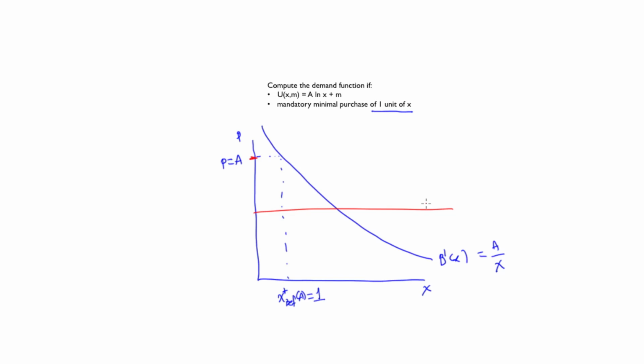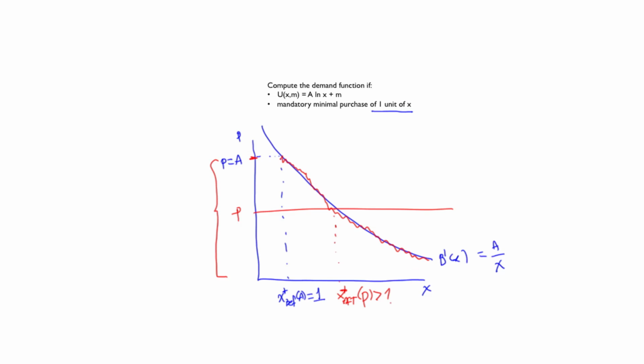So let's say you have a price like this. I hope that you see that nothing has changed. That at this price, even though the consumer has to buy at least 1, the consumer wants to buy more than that. The consumer wants to buy here, which is greater than 1. So I hope that you see that for any price in this range, which is at or below price equal to A, we have that the demand curve is just as before.